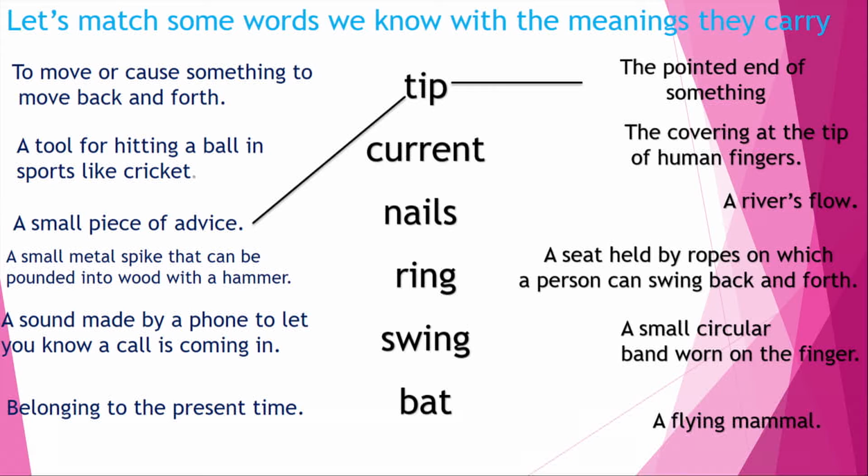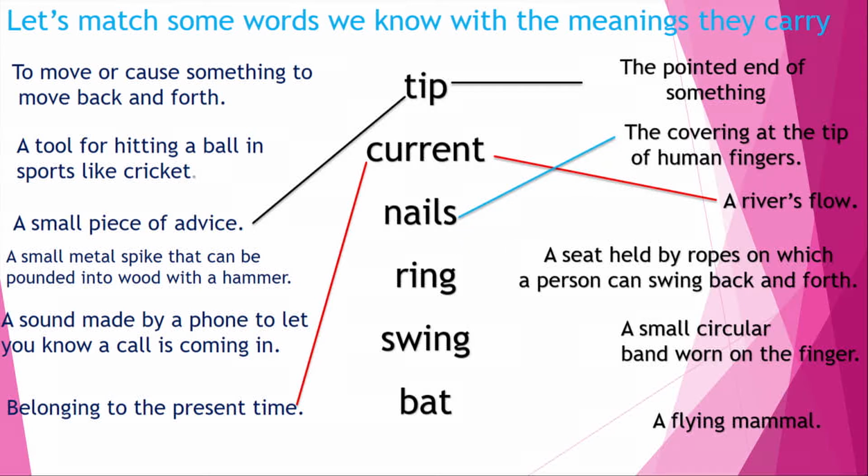So we have current. The first meaning for current that you would have gotten, a river's flow. So the way the river is flowing would be the current of that river. And the second one would be all the way down to the bottom, belonging to the present time. So it's current, it's happening now, currently going on. Right, so nails.